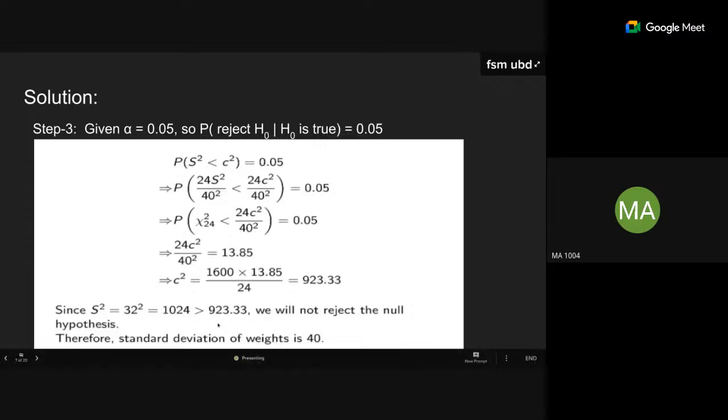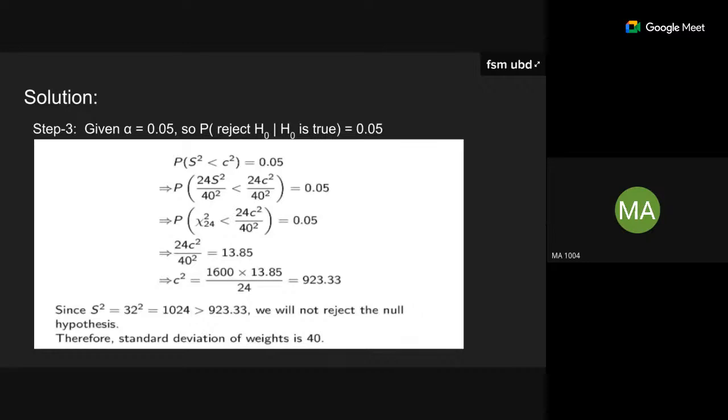So we will be rejecting the null if S square is less than C square. But instead what we got is that our S square is greater than C square. So we cannot reject the null hypothesis. If we cannot reject the null hypothesis, that means we are accepting the null hypothesis. What the null hypothesis says is that standard deviation is equal to 40. So that is how you have to do it.